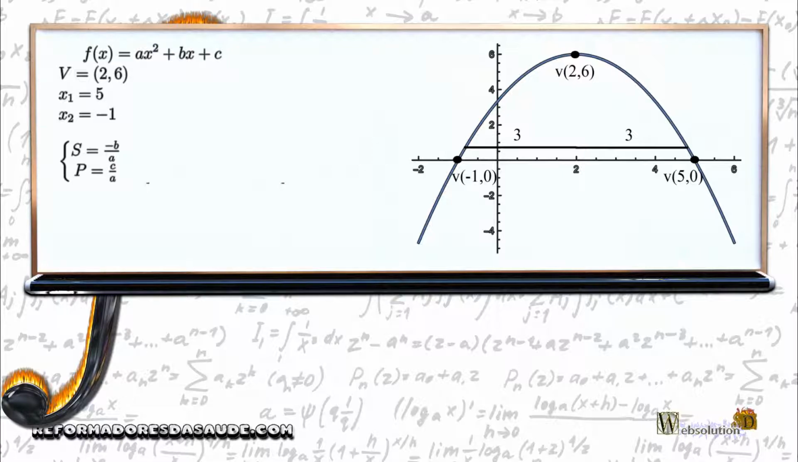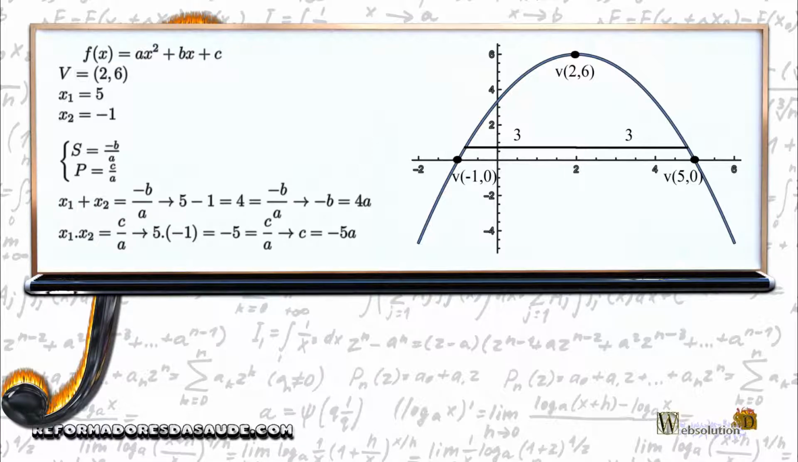Let us make the sum and the product of the roots to help us find the coefficients. The formula of the sum of the roots is S equal to minus b over a, and the root product formula is P equal to c over a. The sum of roots is S equal to minus b over a equal to 4, so minus b equals 4a. The product of the roots is P equal to c over a, so c is equal to minus 5a.